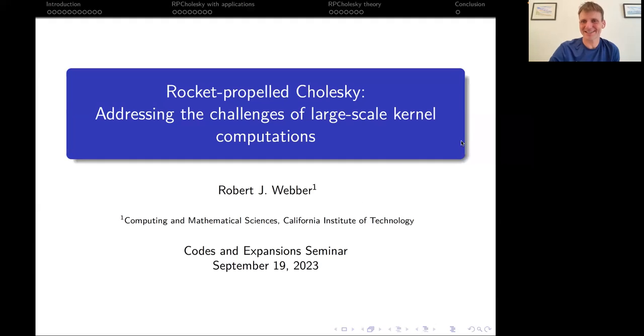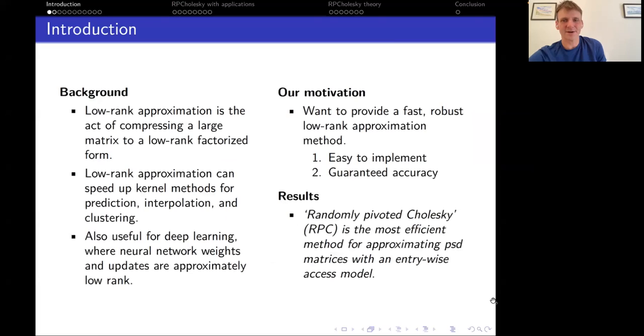Hello, everyone. Thank you so much for the nice introduction and for the invitation to come give a talk. Most people call me Rob, so feel free to call me Rob. Like Dustin said, I'm currently a postdoc at Caltech, and I'm on the job market this year, so who knows about the future.